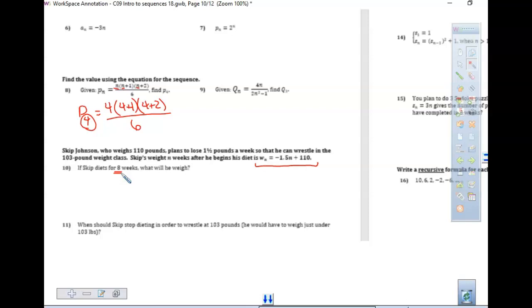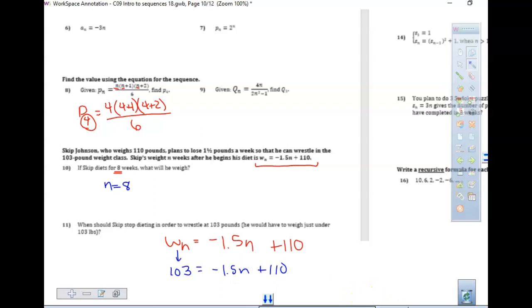So here's how I want you to start this one. Here's the formula with the weight, right? So please put W sub n equals, the person was losing 1.5 pounds a week, right? Plus 110 is where they started currently. What you are going to do differently in this problem than what you did up here: here you are looking at n equals 8. Here you're putting this weight is 103. Equals negative 1.5 n plus 110.